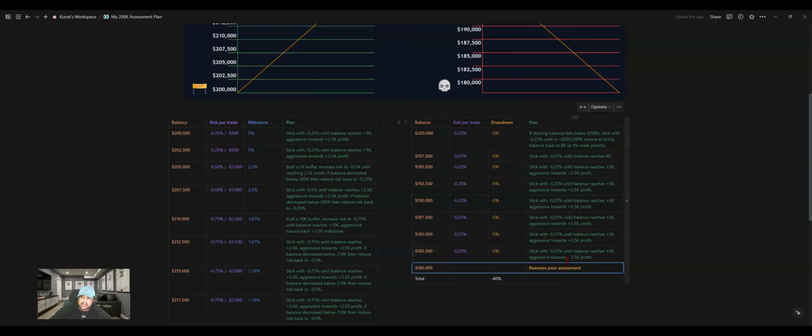So don't see this as a get rich quick scheme. See this more as I'm going to learn a huge amount from just taking an assessment and basically just trying to work my way towards my profit target.